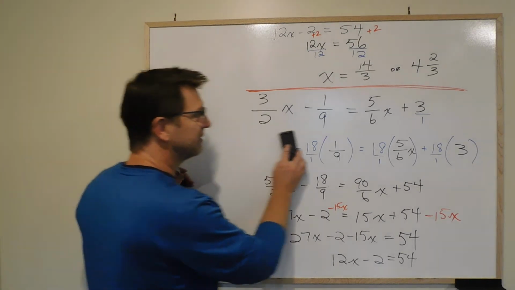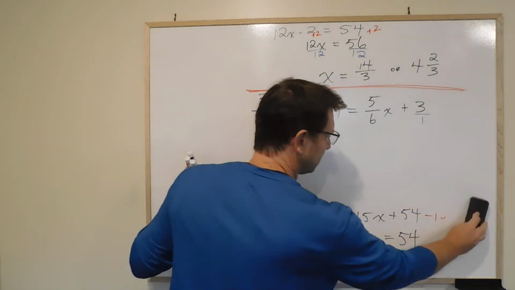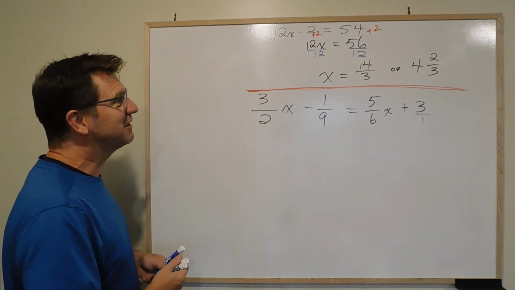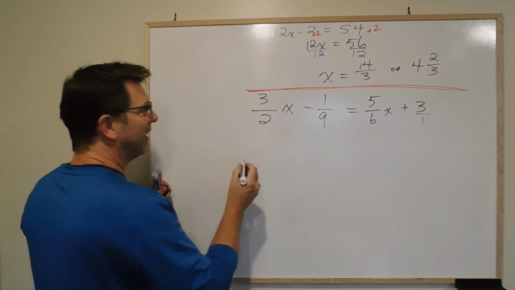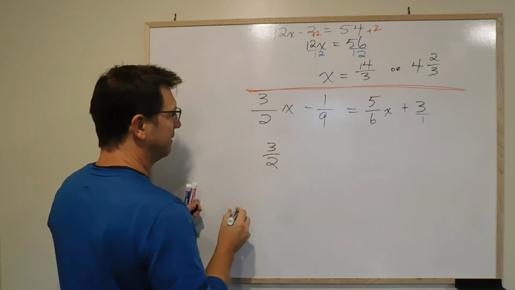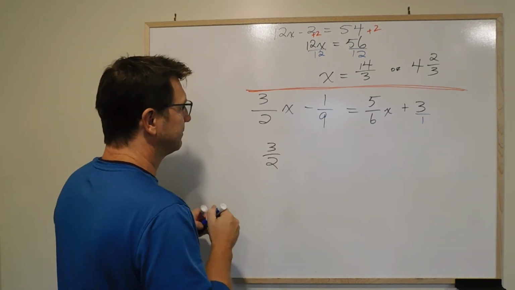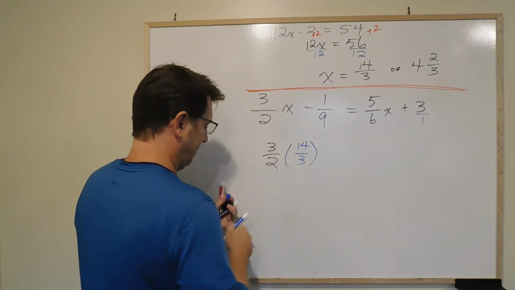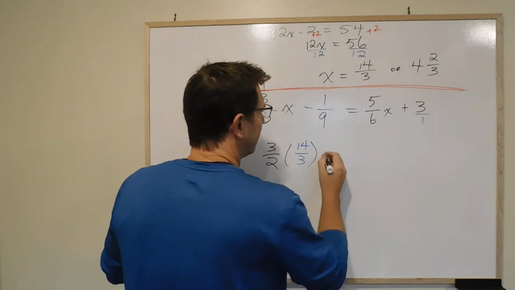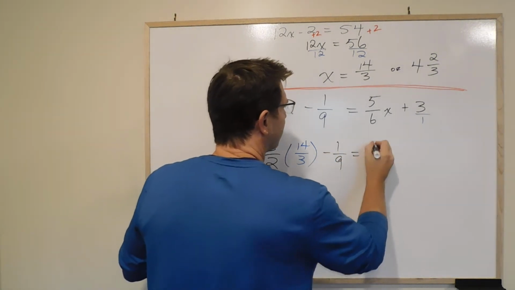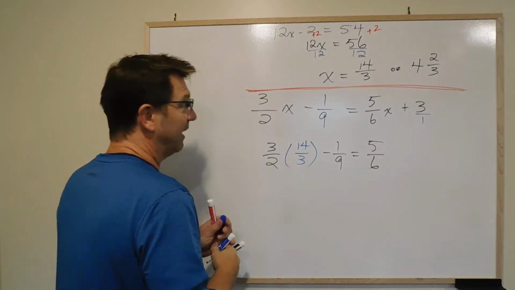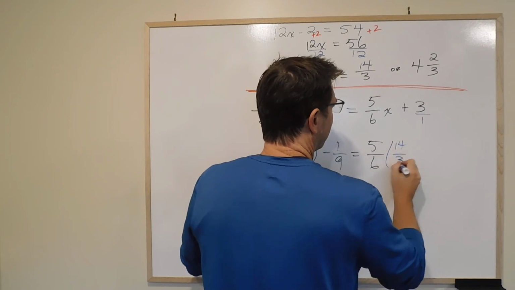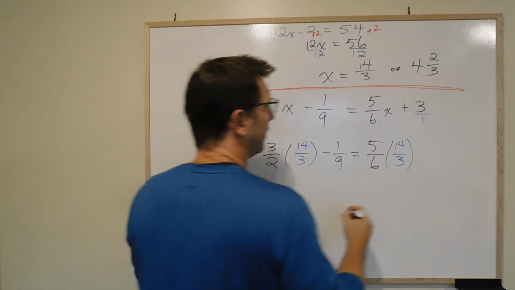I'm going to get rid of all this. You still need that. Just go back in the video and it'll be back there. But let's prove it. So if I said 3 over 2, and I put in 14 over 3, and then I have 1 over 9 equals 5 over 6, and instead of x, I put 14 over 3, right, plus 3.